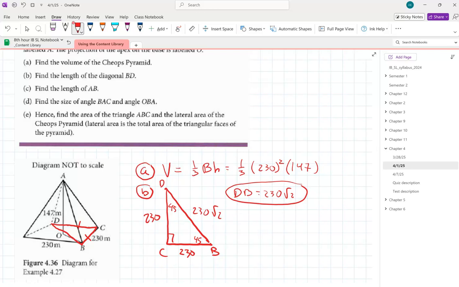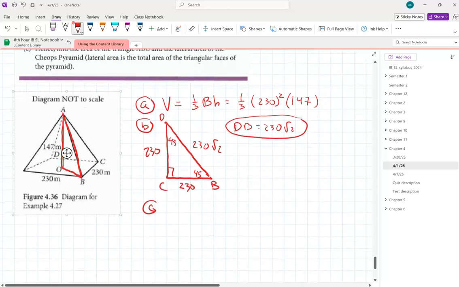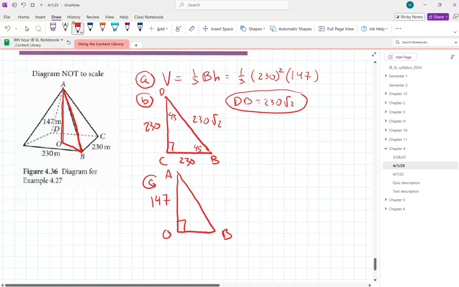Then it says find the length of AB. So to find AB, I'm going to use this as my calculation triangle. Everybody okay there? This is often the trickiest part, being able to find the little triangle inside the problem that you want to use. So I know AO is 147. We're told that in the problem, the height of the pyramid. OB, I should recognize as 1/2 of BD, right?